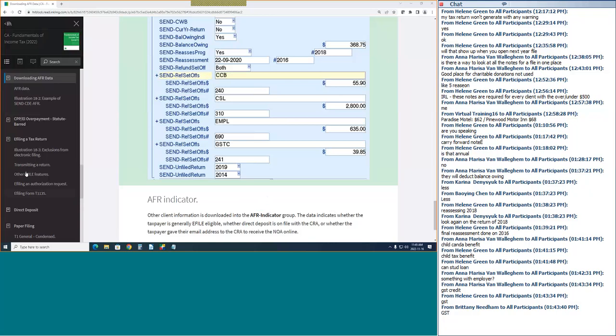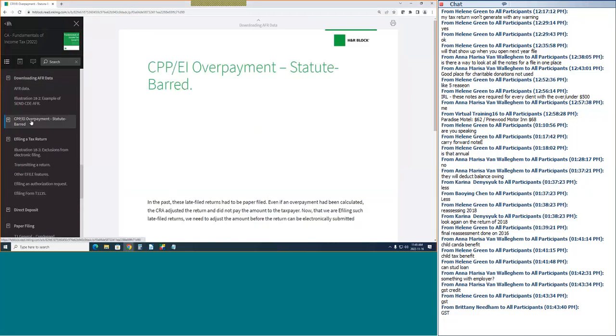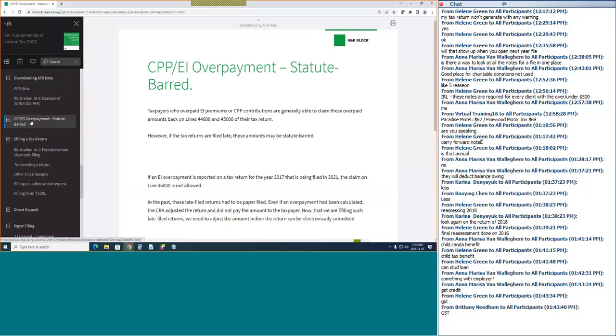Few more things that I want to mention that are in this chapter that are useful for you. Remember that CPP and EI are statute barred in the long run. If you are doing old returns, if it's more than 3 years, you cannot get an EI overpayment. If it's more than 4 years, you cannot get a CPP overpayment. The computer might warn you about it, might. It doesn't always, it depends on the year. But whether it warns you or not, you have to do it manually.